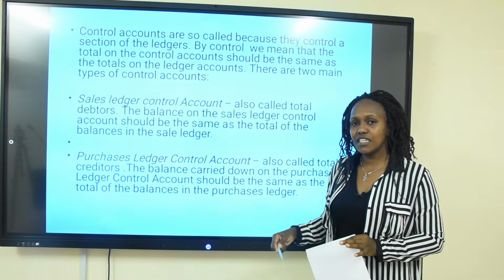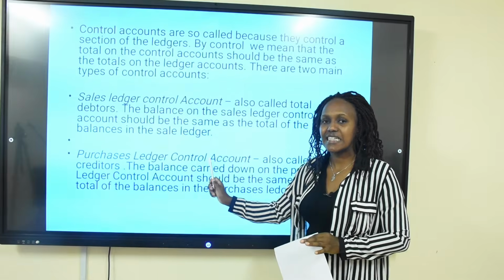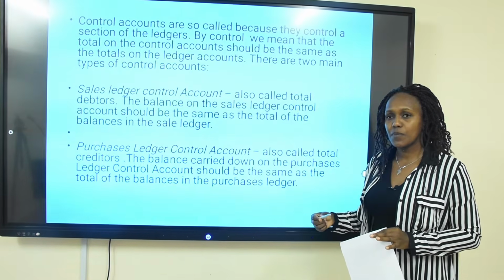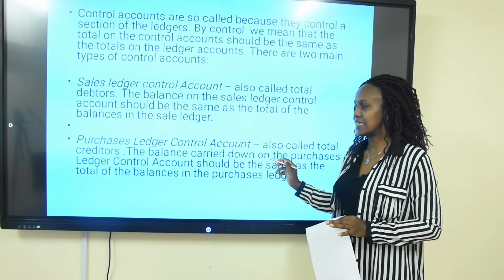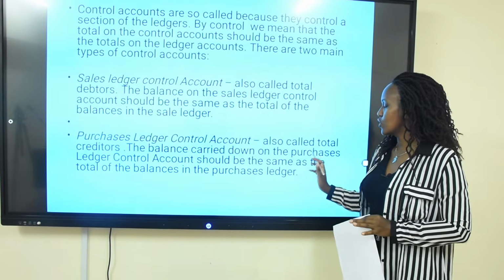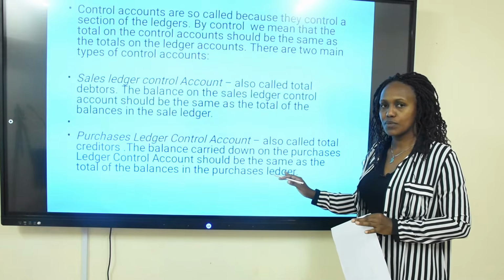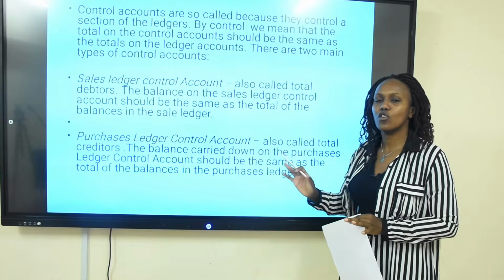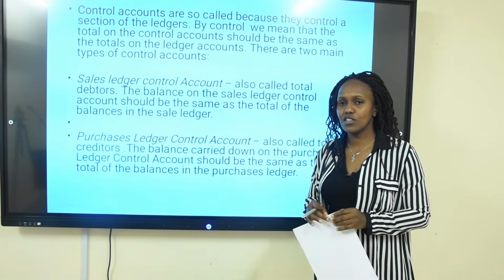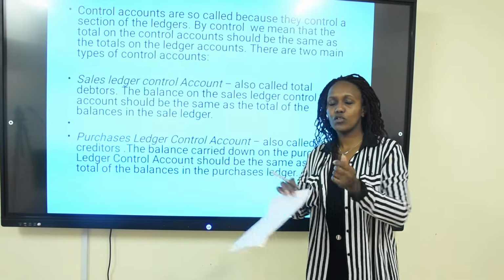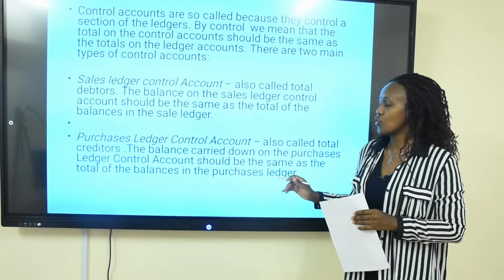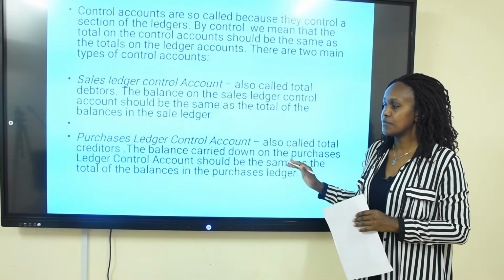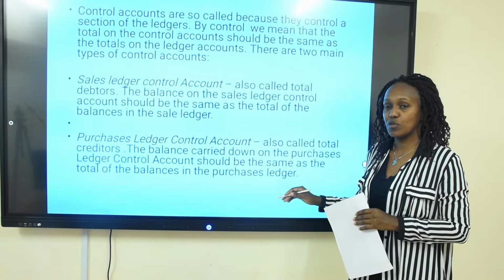If you buy on credit, you end up creating creditors. That is, if you buy on credit and you have not paid, then you create a creditor. So this is also called the Total Creditors Account. The balance of this account shows the total of all the creditors in the organization. That is the total amount owing to creditors in the organization, or the total amount prepaid to creditors during a certain period of time.